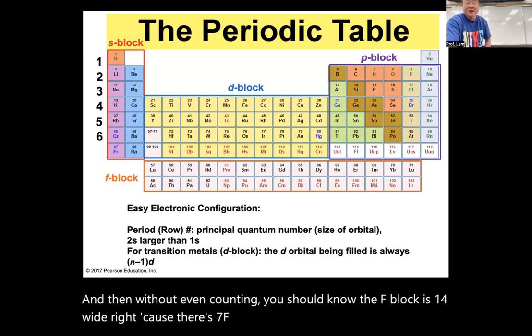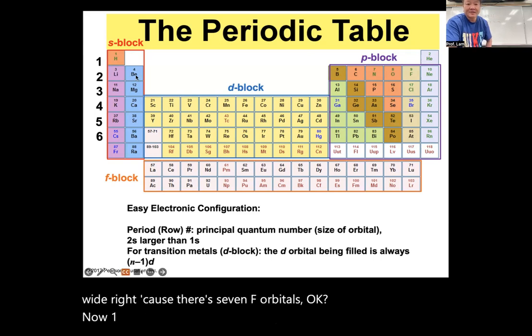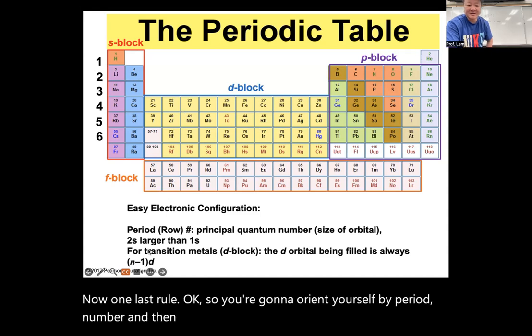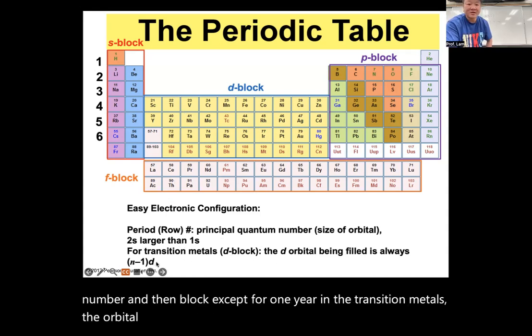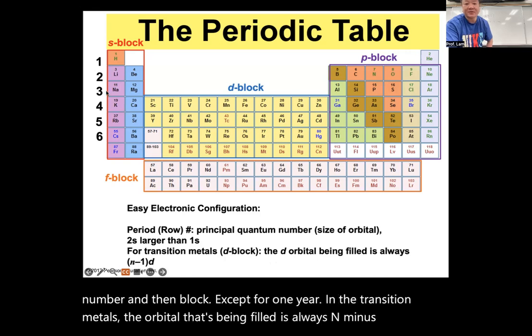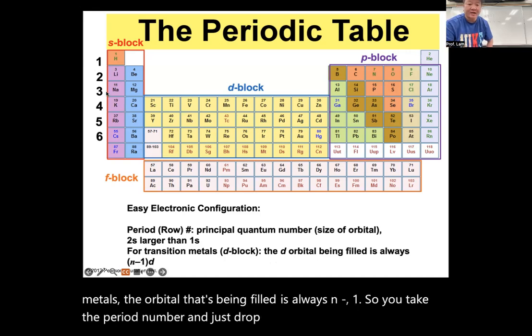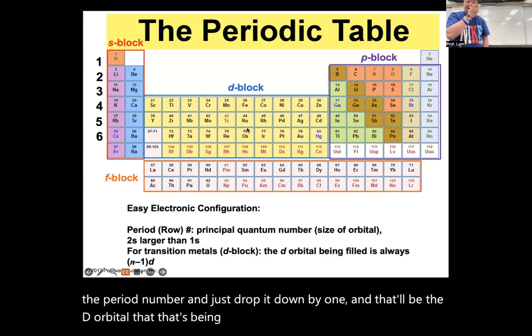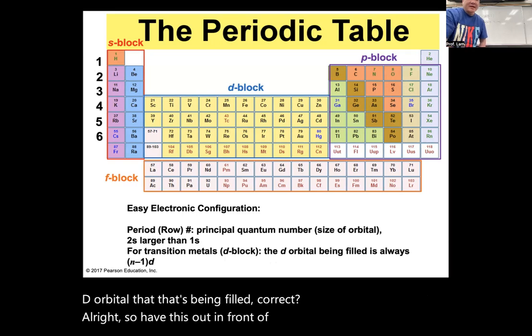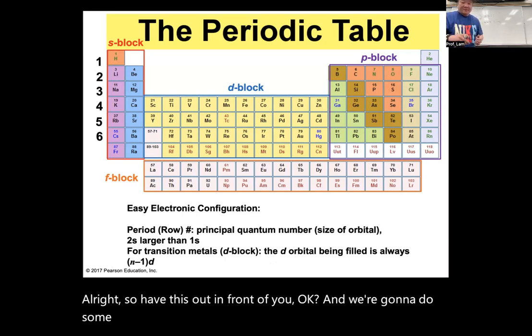Now one last rule. You're going to orient yourself by period number and then block. Except when you're in the transition metals, the orbital that's being filled is always n-1. So you take the period number and just drop it down by 1, and that'll be the d orbital that's being filled. So have this out in front of you, and we're going to do some examples of electron configuration so you see how that works.